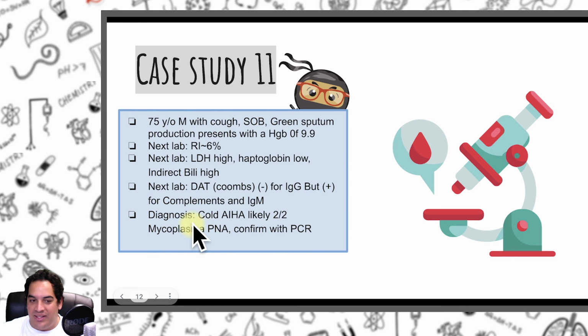And again, we'll go into more of the details of these in individual videos, but at least you got that it was a cold autoimmune hemolytic anemia.